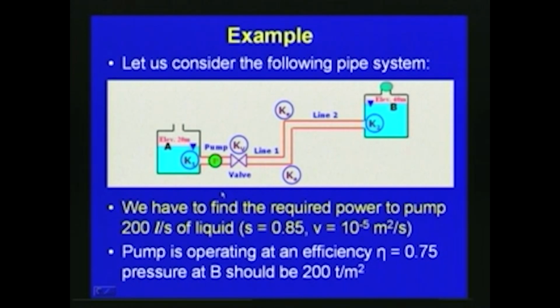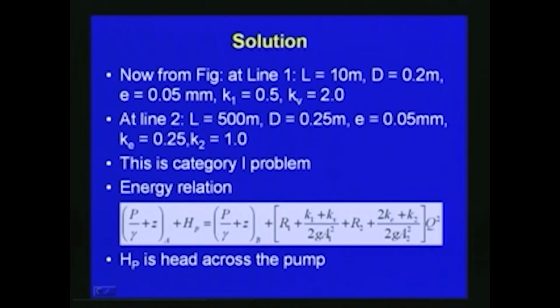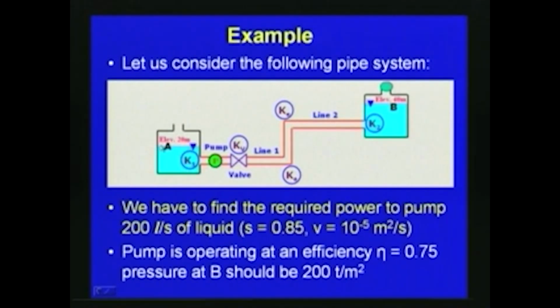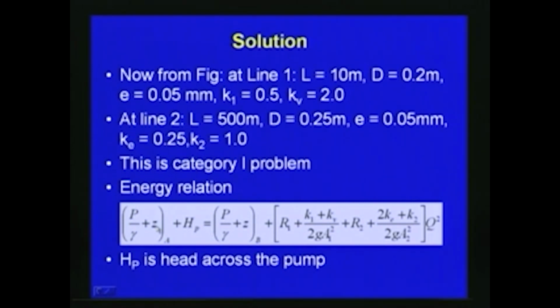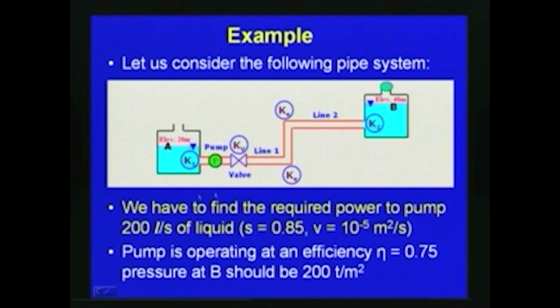This is actually a type 1 problem where most of the parameters are directly given. To solve this problem we will just use the energy equation between reservoir A and B. The energy equation is P by gamma plus Z at A plus HP, the head related to the pump, equal to P by gamma plus Z at reservoir B plus [R1 for pipe 1, the resistance coefficient, plus K1 plus Kv, K1 being the entry loss and Kv the valve loss] divided by 2g A1 square, plus [R2, the resistance coefficient for pipe 2, plus 2Ke, the bend losses, plus K2, the exit loss] divided by 2g A2 square, A2 being the cross-section area of pipe 2, into Q square. So, this is the energy relationship between A and B as we discussed.